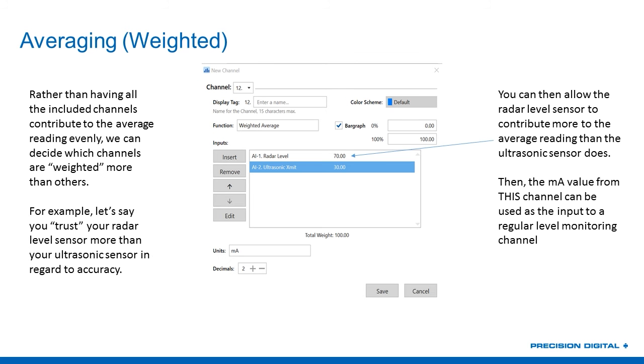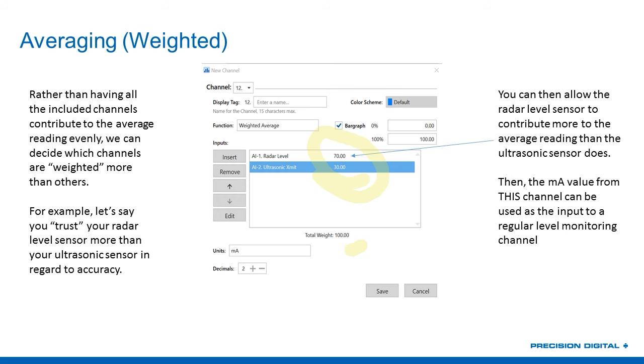Let's just say, for example, that you have 2 level sensors that you're measuring your tank with. One of them is a radar level, and the other one's an ultrasonic transmitter. For whatever reason, you trust your radar level more than you do your ultrasonic sensor, but you still want to get an average of the reading. We want to put a lot more faith into the radar than we do the ultrasonic. Well, that's when we would use this function, which is averaging, in parentheses, weighted, or weighted average. What that allows you to do is find the average, but you get to pick which object gets a certain amount of weight.